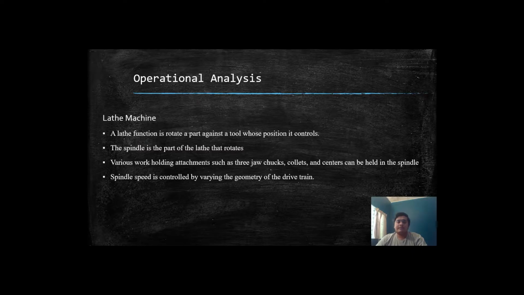Operational analysis. Lathe machine. A lathe's function is to rotate a part against a tool whose position is controlled. The spindle is the part of the lathe that rotates. Various work holding attachments such as a chuck, collet, and center can be held in the spindle. The spindle speed is controlled by varying the geometry of the drive train.